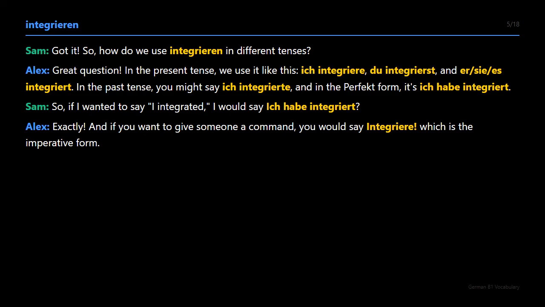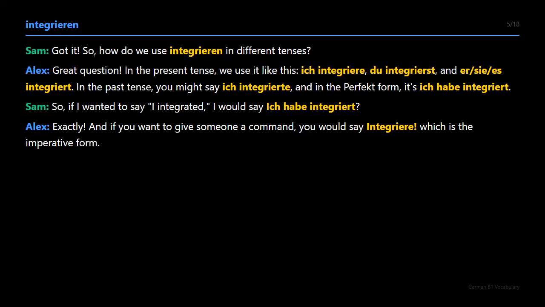integrieren in different tenses? Great question. In the present tense, we use it like this: ich integriere, du integrierst, and sie, es integriert. In the past tense, you might say, ich integrierte, and in the perfect form, it's, ich habe integriert.